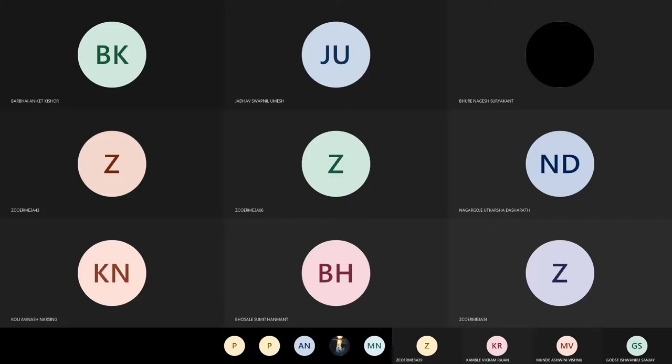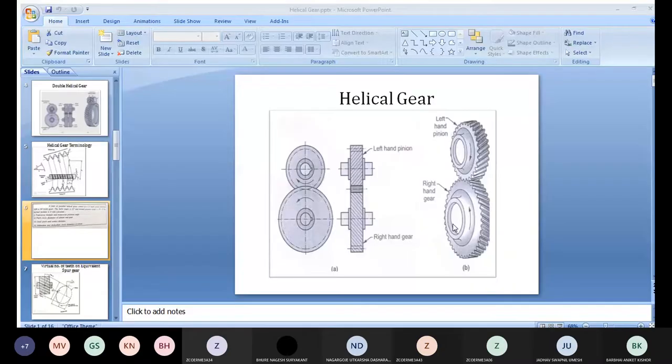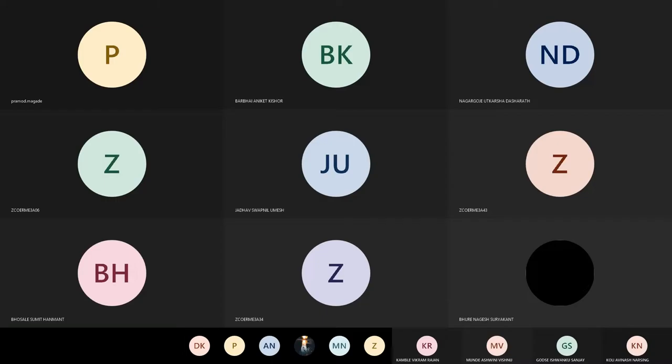Totally indicates that it is having straight teeth. And due to the straight teeth, at the time of the meshing, noise will be created in the spur gear. So to avoid that, we'll have to use the helical gear. So remember this. While explaining the things, I will have to show the things related to the spur and helical gear.